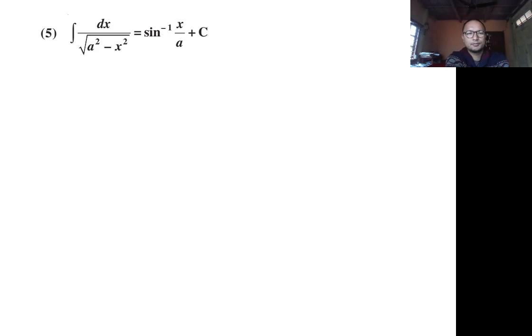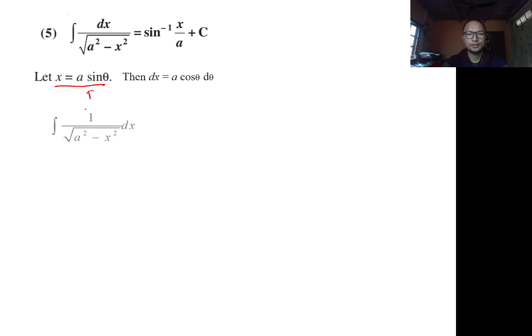Integration of dx divided by under root a square minus x square. Here again, what should we put? We put x equal to a sin theta. Now, if it is sin theta we put, and if it is tan theta we put, that I'll come up later on. There is a rule for these, and I'll sum up the rule later. But for the time being, let's know this. So x equals a sin theta, right? Now dx is a cos theta d theta.